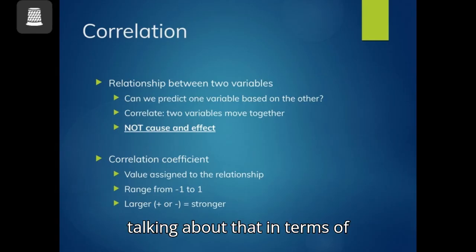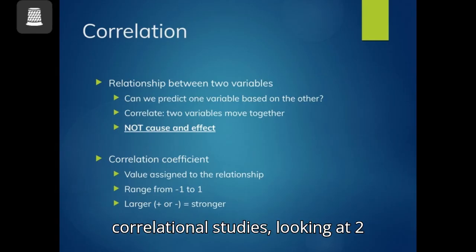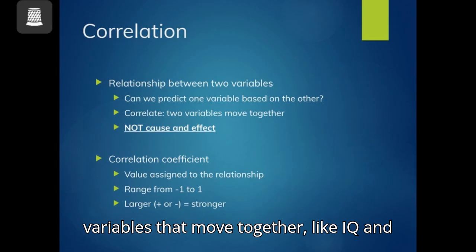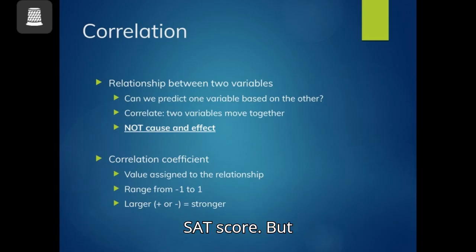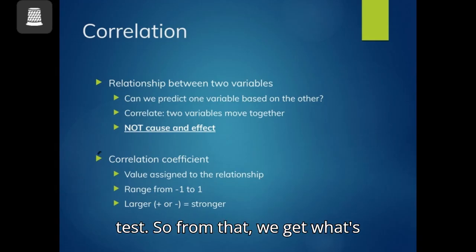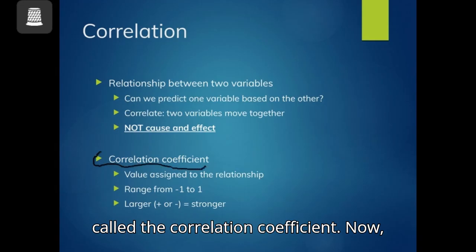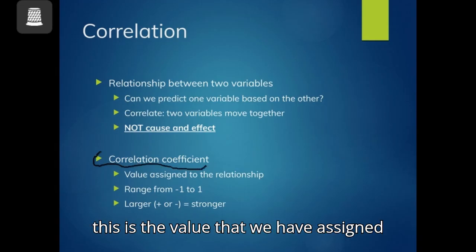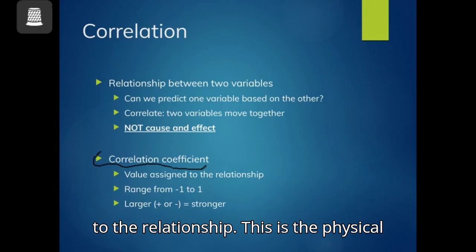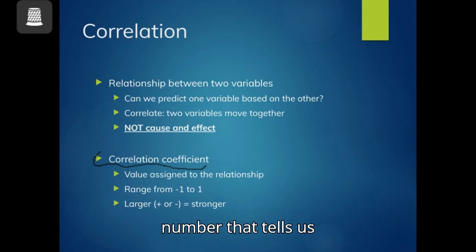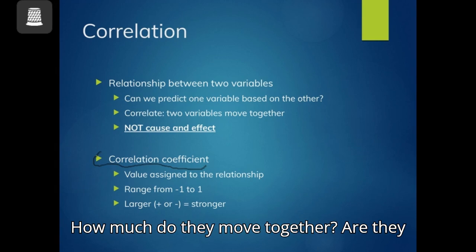We were talking about that in terms of correlational studies, looking at two variables that move together, like IQ and SAT score. But correlation is also a statistical test. From that, we get what's called the correlation coefficient. This is the value that we have assigned to the relationship. This is the physical number that tells us how much they move together.